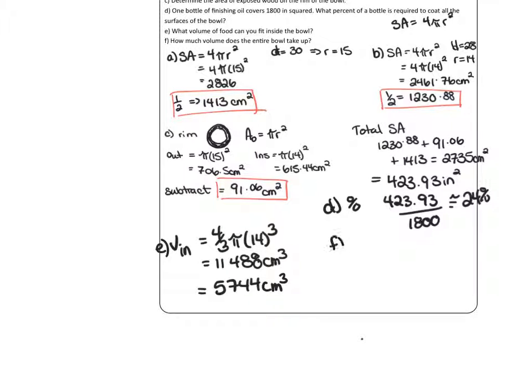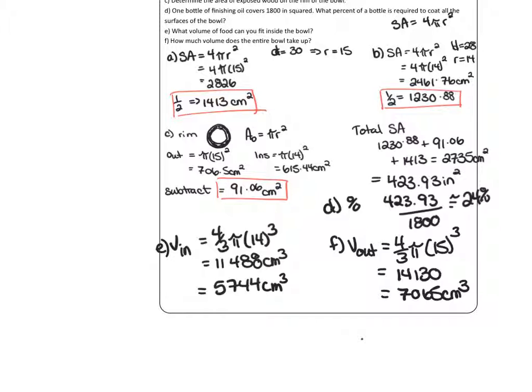The outside, we're just going to do the same thing, except in this case our radius is now 15 because it's that bigger bowl. So 4 divided by 3 times pi times 15 cubed. And we'll divide that by 2. And we get 7,065 centimeters cubed.